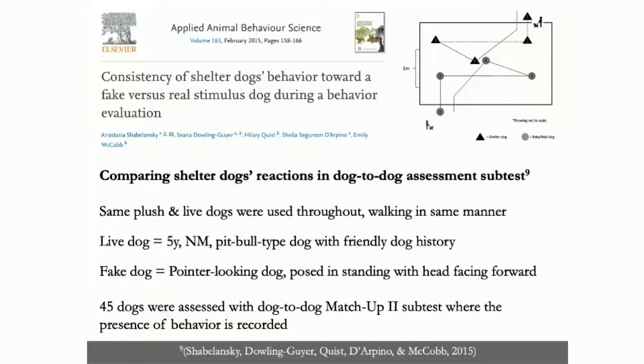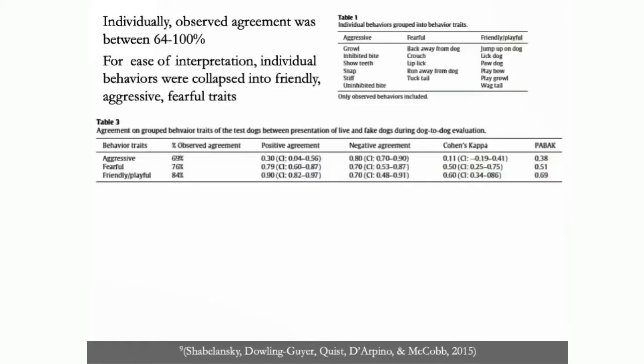They used the same plush and live dogs throughout. For their live dog, they had a 5-year-old pit bull type dog who had a friendly dog history. And for the fake dog, they had this pointer-looking type dog. I think you've probably seen him if you've ever seen the stuffed dogs. He has a look about him. So this was with 45 dogs that they conducted this study with, and individually, the observed agreement with the behaviors was anywhere from 64 to 100%.